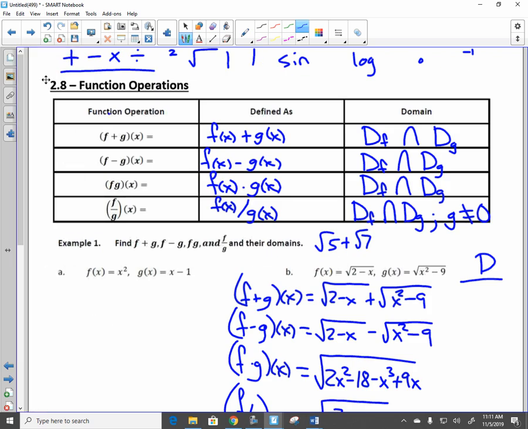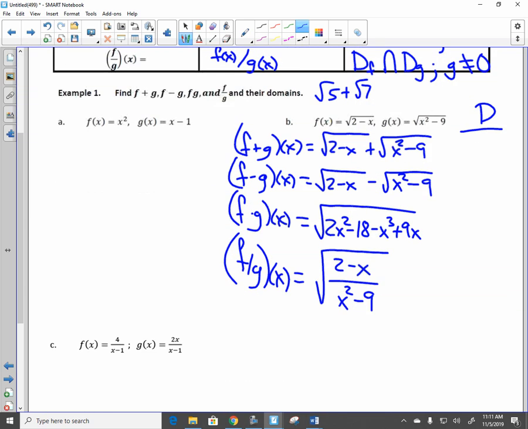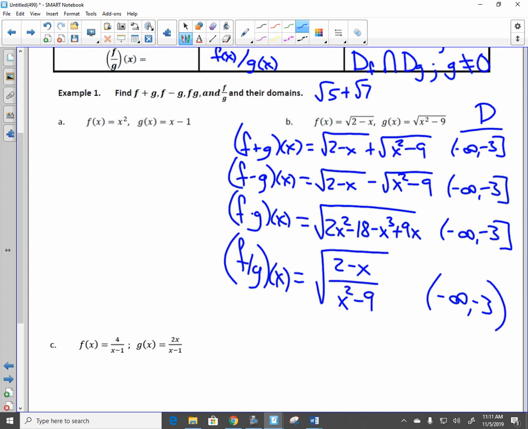So our domain is negative infinity to negative 3. And I'd like to say the same for the last one, but I have to exclude any values that would give me 0 in the denominator. What will give me 0 in the denominator? 3. Is 3 included in this domain? So I don't need to worry about 3. Negative 3. How do I exclude negative 3? Yep, negative infinity to negative 3, using a parenthesis. Good.